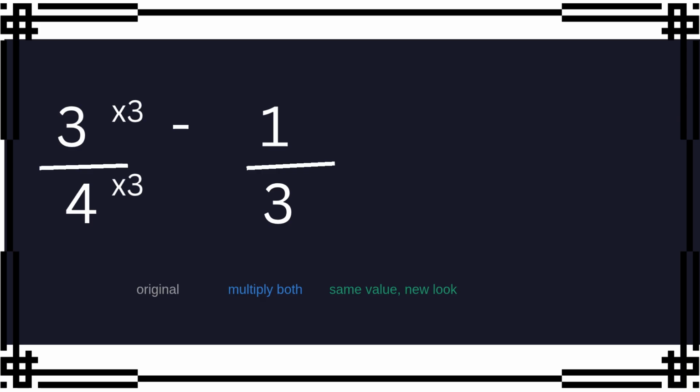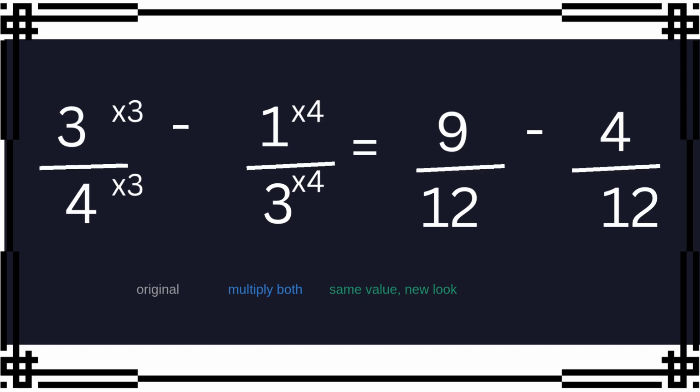To turn 3 over 4 into 12s, ask what times 4 gives 12? 3. So multiply top and bottom by 3. 3 times 3 is 9. 4 times 3 is 12. 3 quarters equal 9 twelfths.